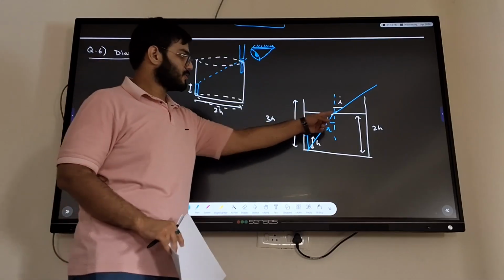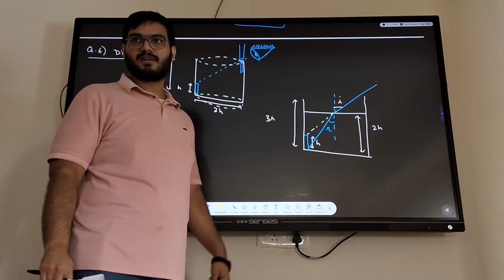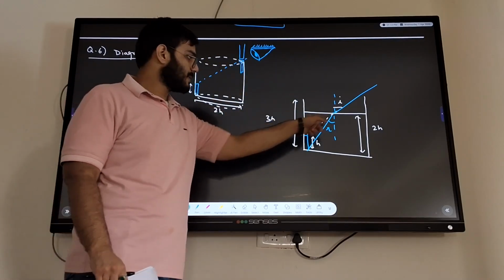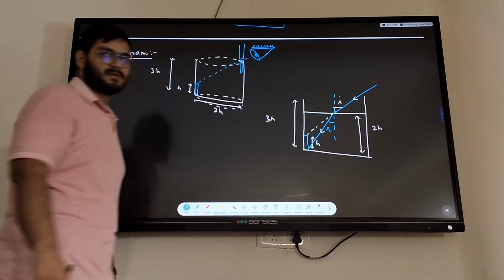If there were to be no liquid, then it will follow like this. I have made dashed lines because they are not real rays. The real part will be like this. And that's why you are able to see the bottom of the pole.